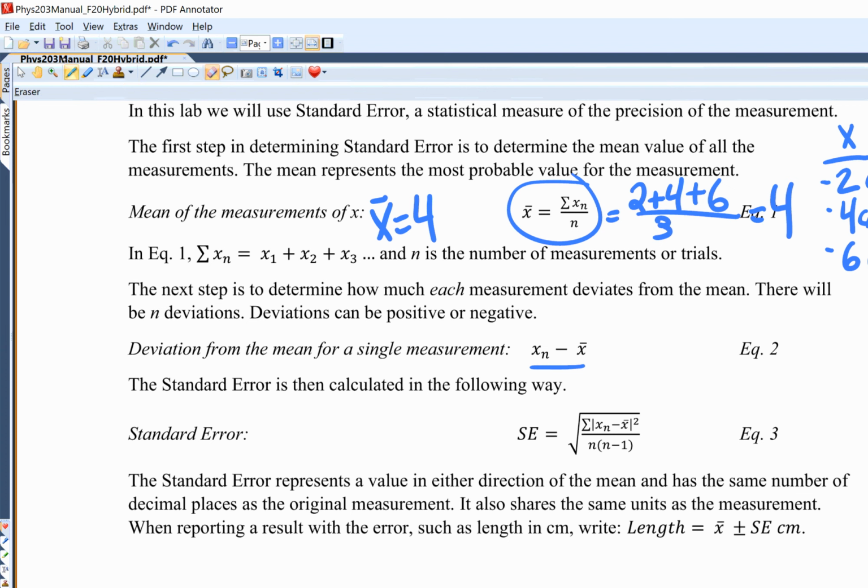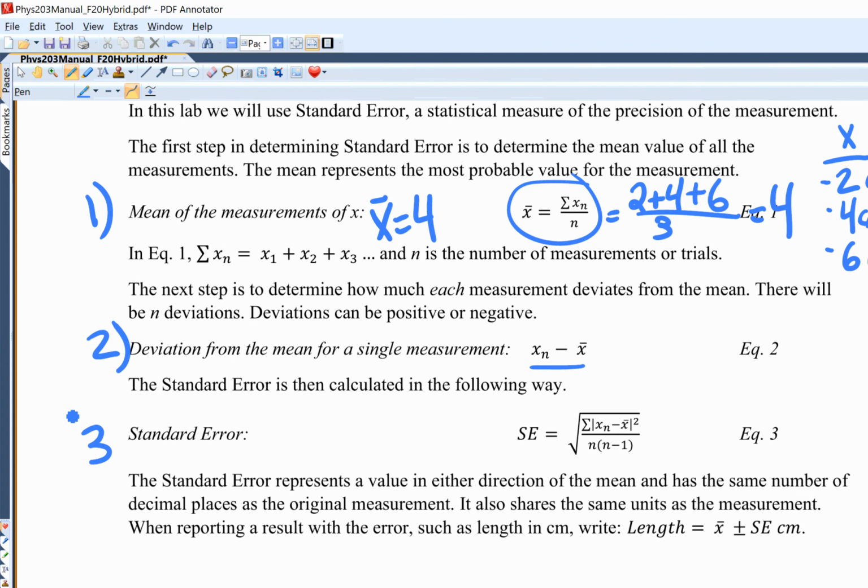Actually, all these signs are going to go away. So I would say 4 minus 2, so that would be 2. 4 minus 4 would be 0, and then 4 minus 6 would be negative 2. So those are my deviations for each individual measurement: 2, 0, and minus 2. And then in the third step, this is 1, 2, 3.